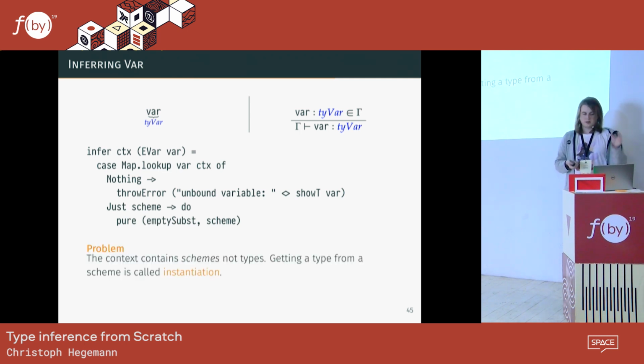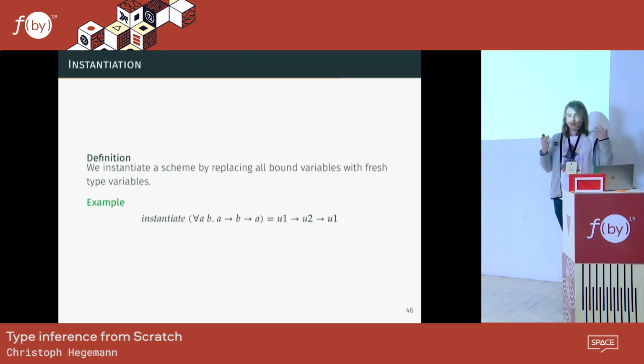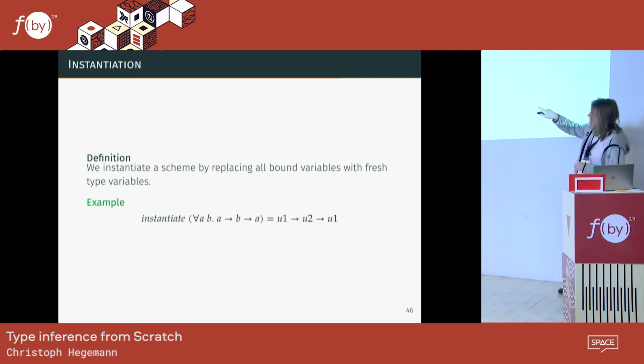But that doesn't work because inference returns types and not schemes. And so we need an operation that takes us from schemes to types. And that operation is called instantiation. So we instantiate a scheme by replacing all the bound variables for that type scheme with fresh type variables. So as an example here, we've got the function type for const, for all a, b, a goes to b goes to a. And then after instantiation, we've just got type variables here. There's nothing that's bound anymore.